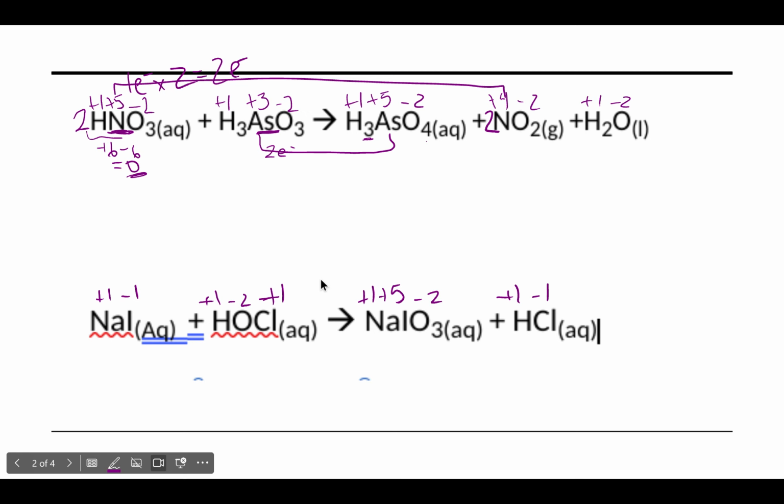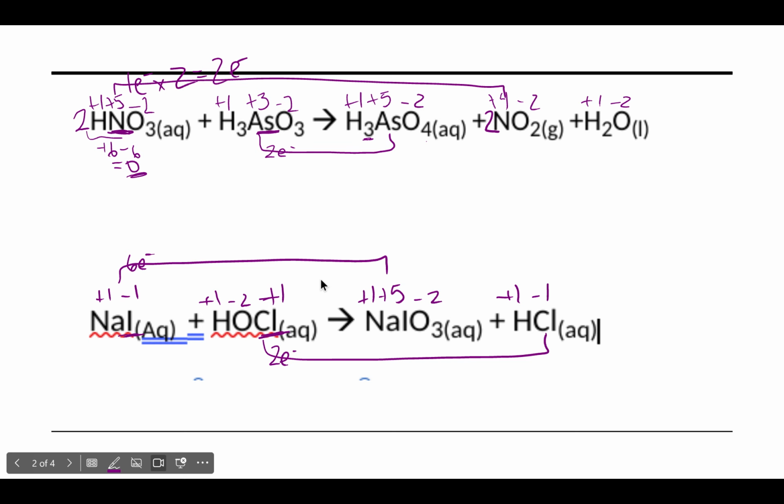Now take a look at what's changing. We have chlorine going from +1 to -1. So that's a gain of 2 electrons. And what other one is changing? Iodine going from -1 to +5. That's a change of 6 electrons. Again, each of those atoms only have 1, so we don't need to multiply by the amount of atoms.